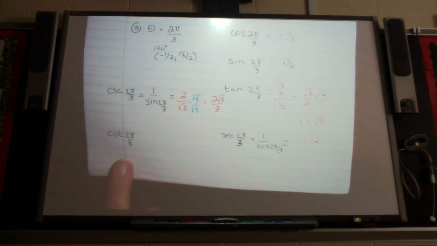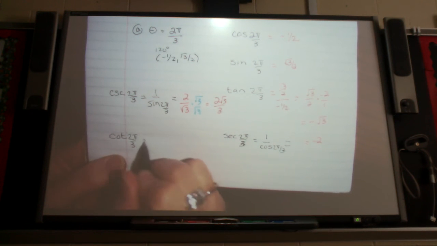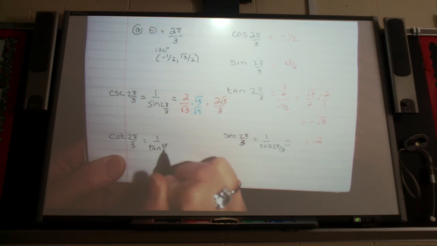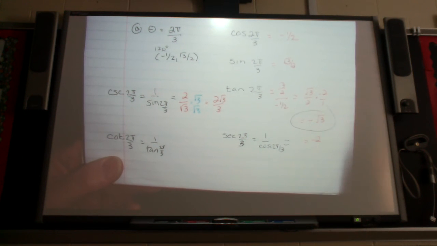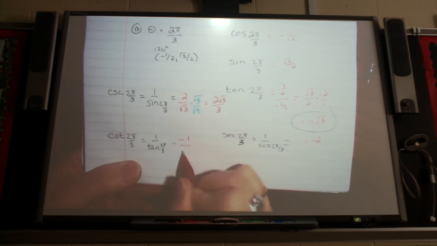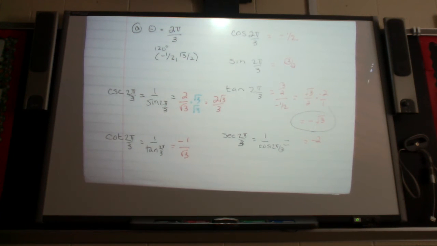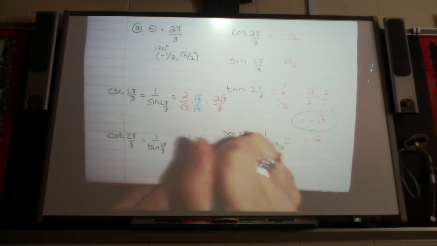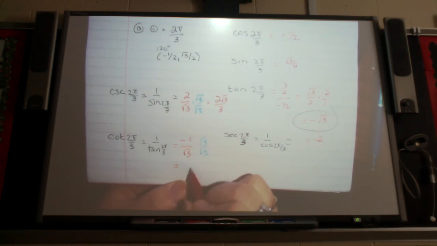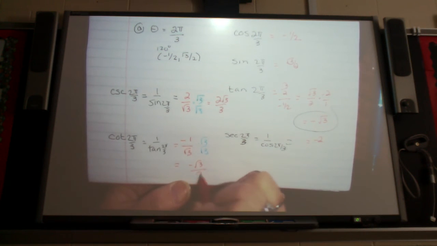Then cotangent is the reciprocal of tangent. Tangent was this, so what's the reciprocal of that? Negative square root of 3 over 3. Then we multiply top and bottom by square root of 3, so that we get that the cotangent is negative square root of 3 over 3.